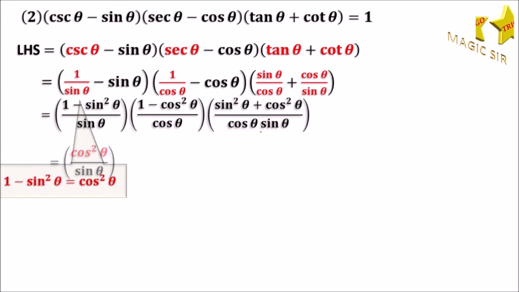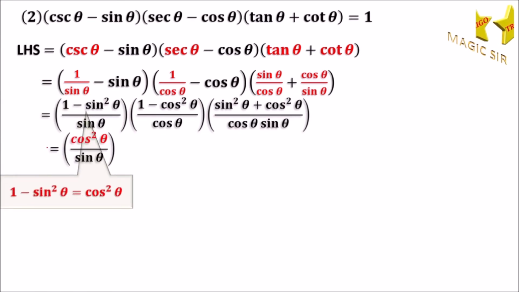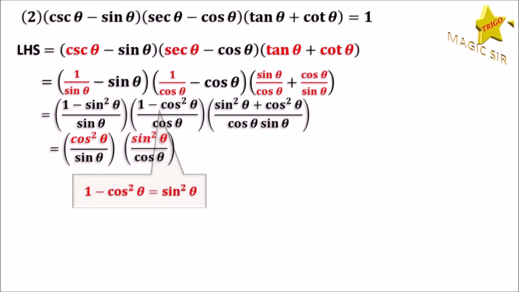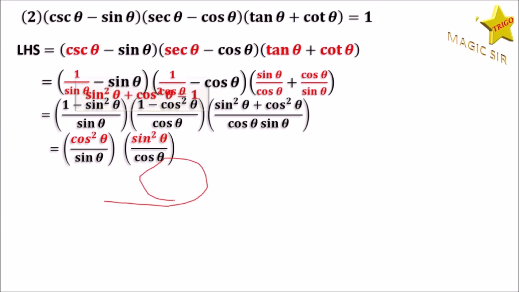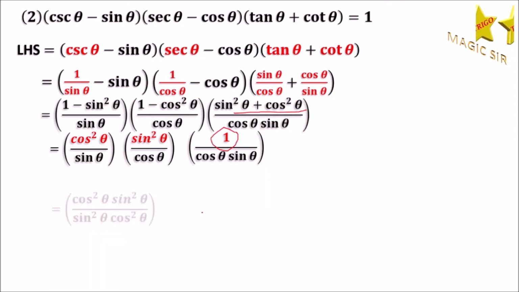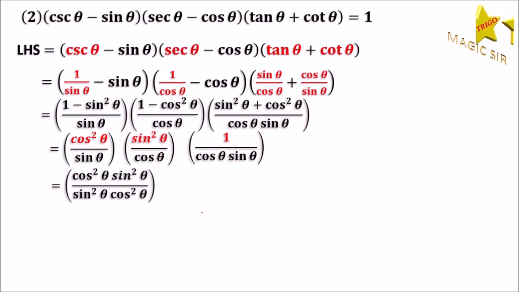Recall the Pythagorean identities. 1 minus sine square theta equal to cos square theta. So we write cos square theta in the place of 1 minus sine square theta. Similarly, 1 minus cos square theta equal to sine square theta. So we write sine square theta in place of 1 minus cos square theta. And sine square theta plus cos square theta equal to 1. So we write 1 in place of sine square theta plus cos square theta.